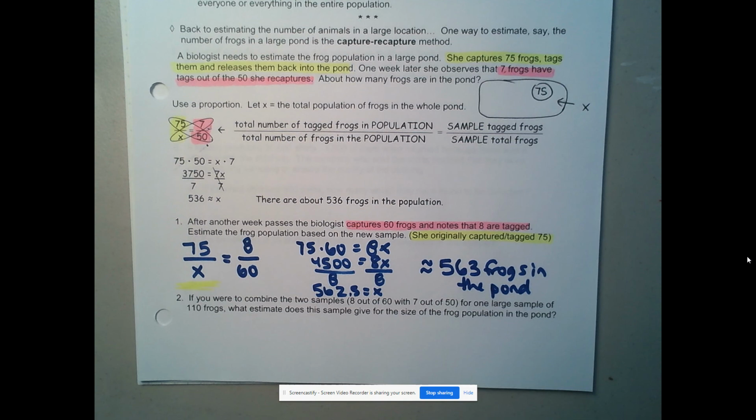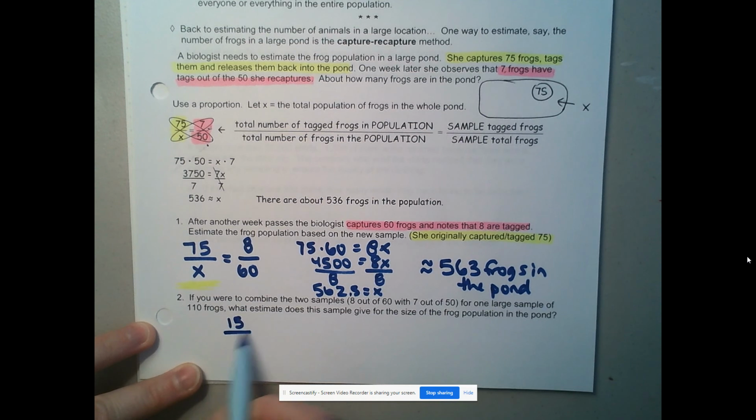Let's try a different one. If you were able to combine the 2 samples, 8 out of 60 with 7 out of 50, for one large sample of 110 frogs, what estimate does this sample give you for the size of the frog population? So we would say 8 out of 60 and 7 out of 50. That is 15 out of the 110 that we sampled total.